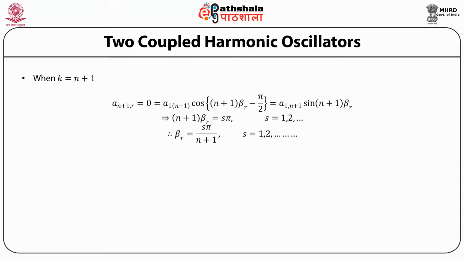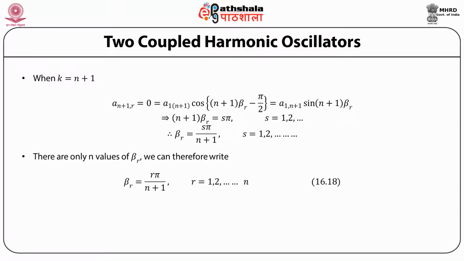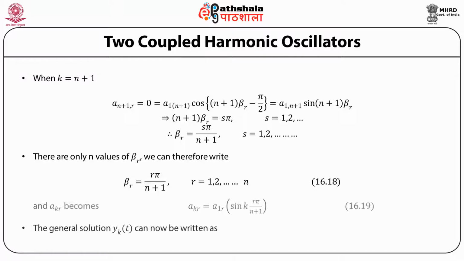When k is equal to n plus 1, likewise we obtain beta r satisfying the equation (n plus 1) beta r is equal to s pi, where s is an integer 1, 2, 3. Therefore, beta r is equal to s pi divided by n plus 1. So there are only n values of beta r. We can therefore write beta r is equal to r pi divided by n plus 1, where r goes 1, 2, 3 up to n, and a_kr then becomes a_kr is equal to a_1r sine k r pi by n plus 1.